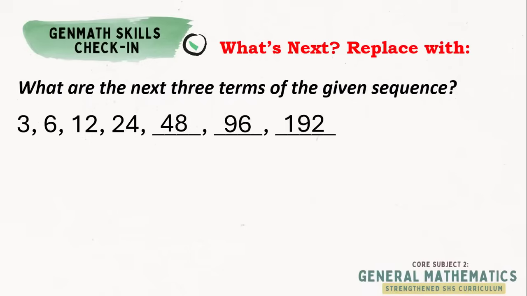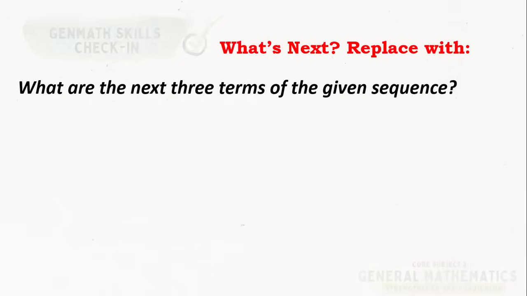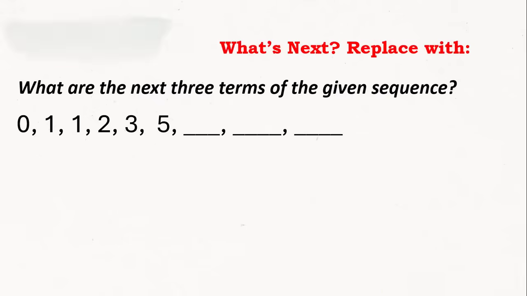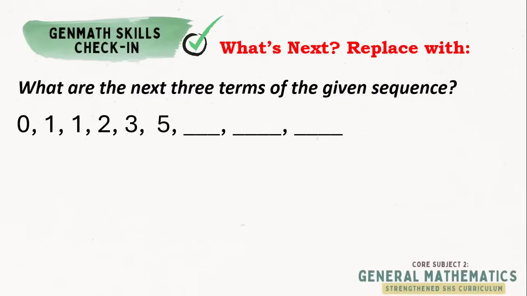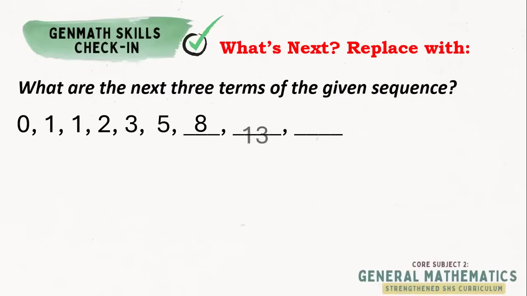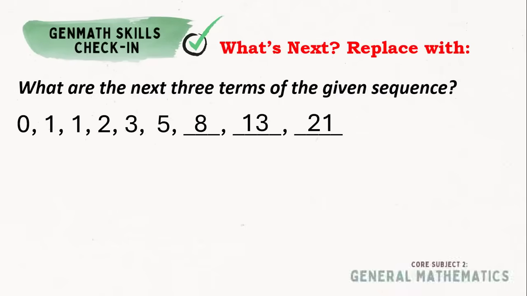We'll skip that one for now. Let's move now to the next type of sequence. We have 0, 1, 1, 2, 3, and 5. What do you think are the next numbers? If you got 8, 13, and 21, then you got it right. What do you think is the way of getting the next three terms?